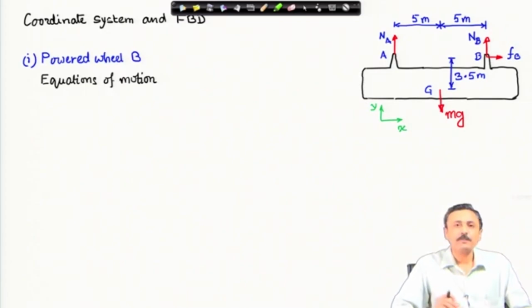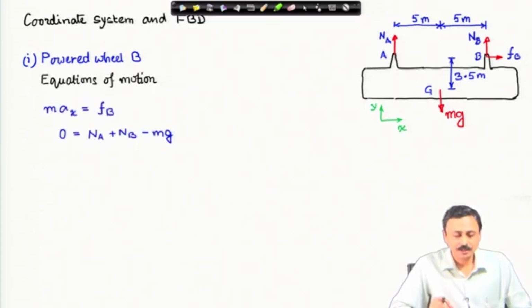We will first start by writing the equations of translational dynamics. In the x direction, which is the horizontal direction, mass times acceleration of the car in the x direction equals the net force in the x direction, which is only Fb, the force at wheel B, because that is the only thing that is powered. In the y direction, since there is no acceleration, it gives only a balance of forces.